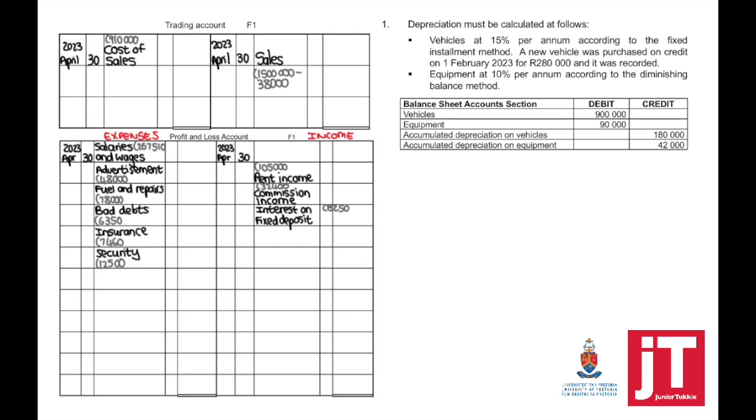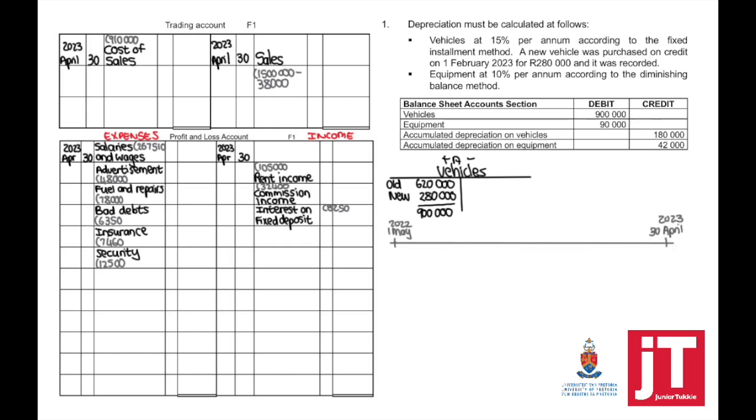So first, let's have a look at vehicles. And again, same advice as before. Always start with your movement. A new vehicle was purchased and it cost $280,000. This was recorded, which means the balance from the pre-adjustment trial balance is after we've purchased the new vehicle. So to calculate the old or the remaining, we need to take $900,000 minus the $280,000. It's so important that you get this right, because otherwise you're going to calculate your depreciation incorrectly.